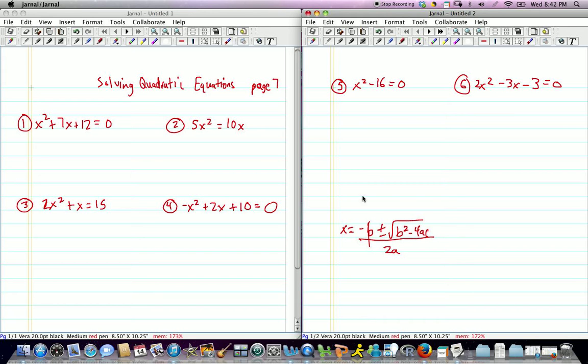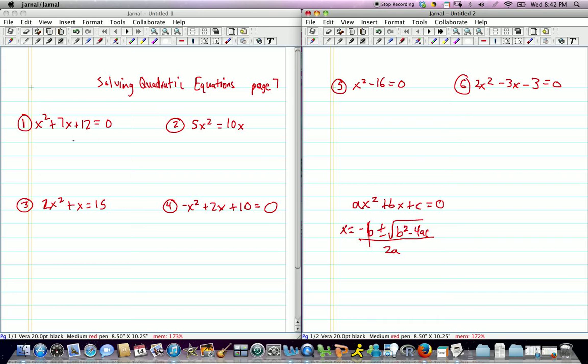But basically this comes from the fact that a quadratic equation looks like ax squared plus bx plus c equals 0. A is going to be the number in front of x squared, b is going to be the number in front of x, and c is going to be the number without a variable. It's called the constant term. So we're going to apply that throughout this as well. But we'll start with number 1.